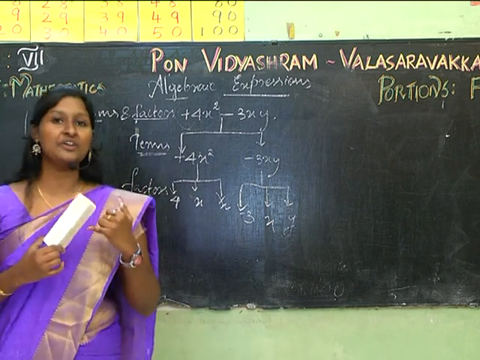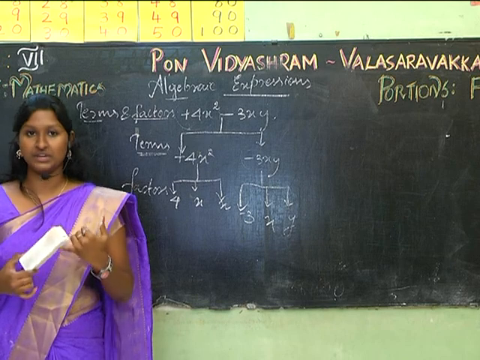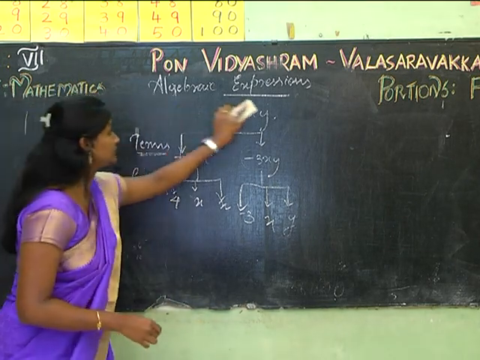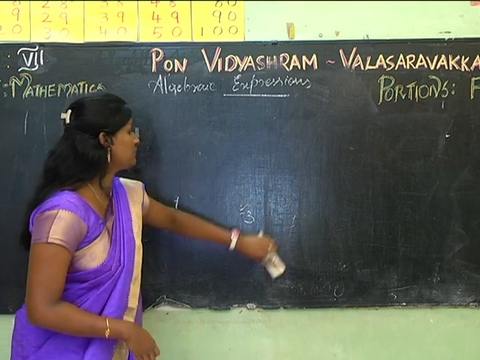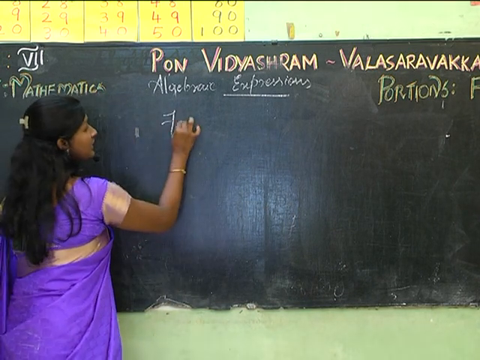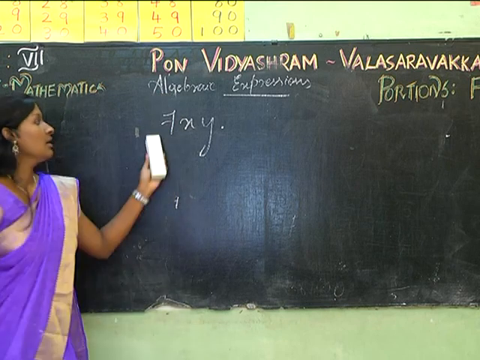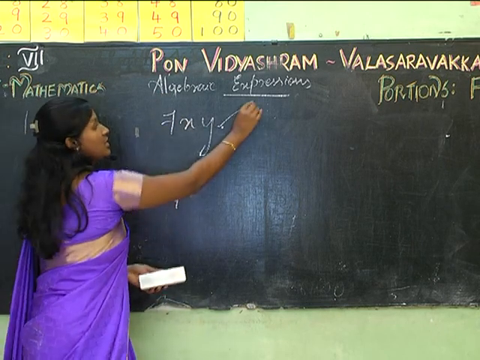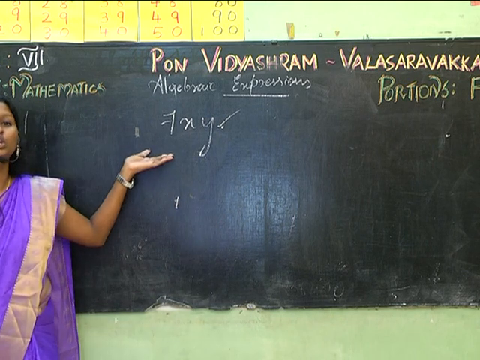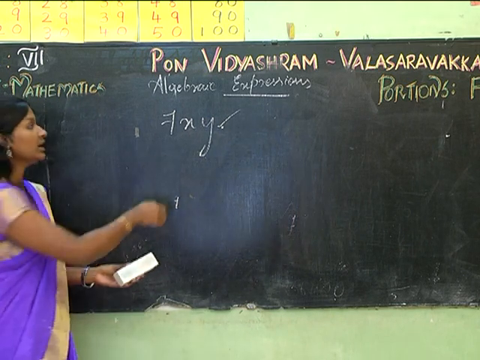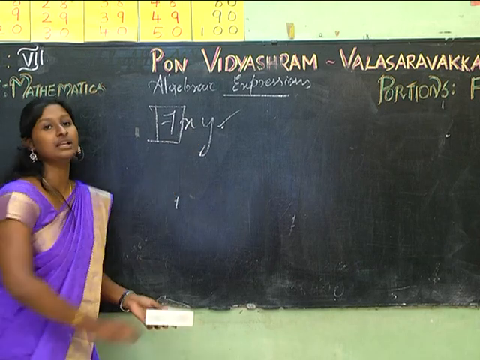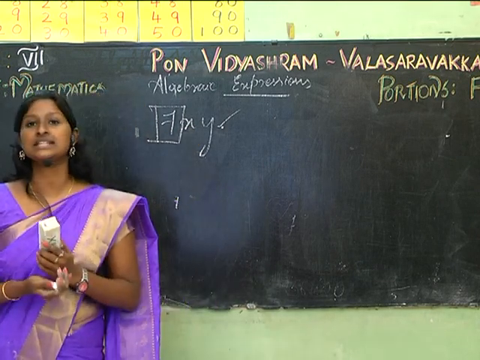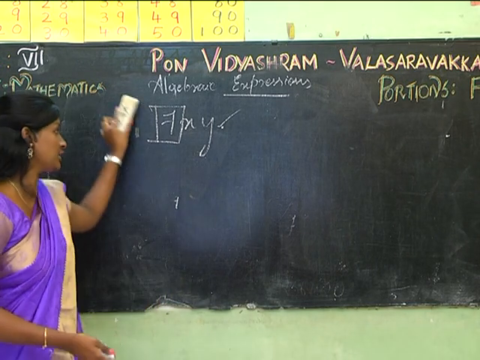Next is coefficients. So what are coefficients? If I take an expression like 7xy, what is called the coefficient of this expression? The coefficient is nothing but the numerical factor. So here 7 is the numerical factor of the given expression. Then next we discuss the types of algebraic expression.